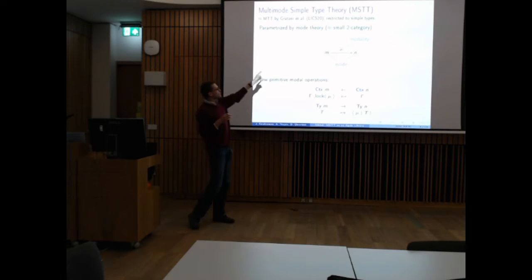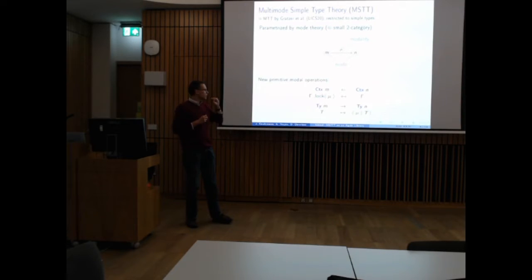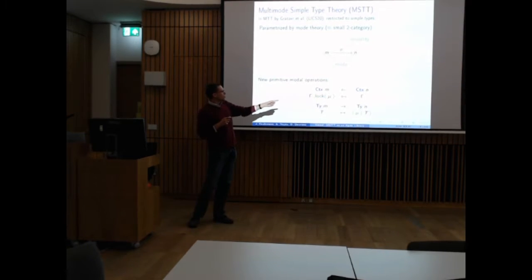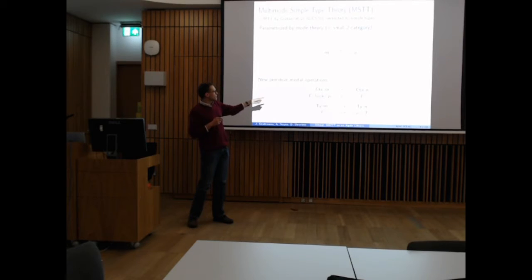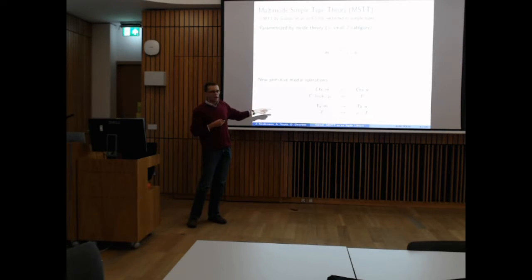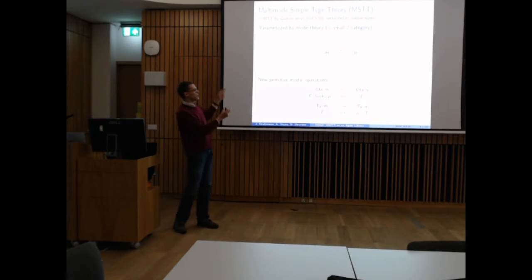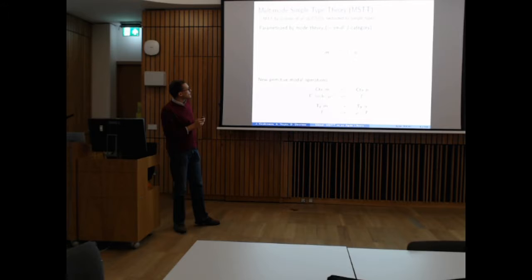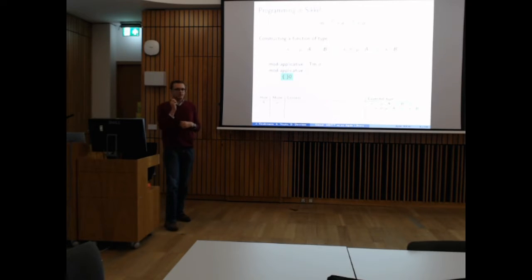For every modality mu from a mode M to a mode N, you get a new primitive operation on contexts, the lock operation, that will transform a context gamma at mode N to a context gamma lock mu at mode M. And you also get a new primitive type operation to produce modal types. It will transform a type T at mode M to a type mu T at mode N. You can kind of think of these as adjoints, but that will be a little bit more clear on the next slide. So how can we actually program in this system?